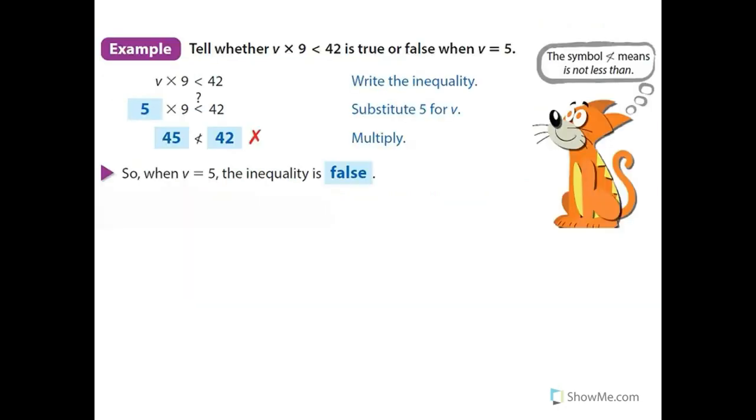All right, in our example again, tell whether v times 9 is less than 42 is true when v equals 5. So we're going to write the inequality, substitute 5 for v, and then multiply. Well, 5 times 9 is 45. 45 is not less than 42. So when v equals 5, the inequality is false, right? And our cat over here, the symbol with the less than sign struck through, means that is not less than.